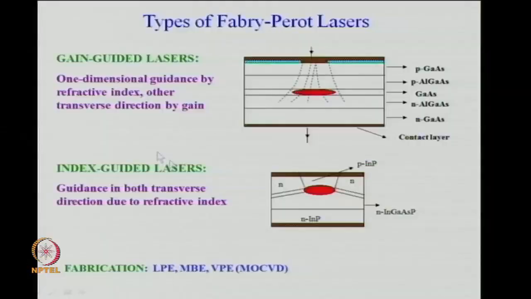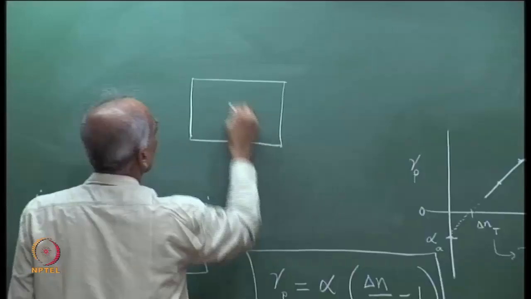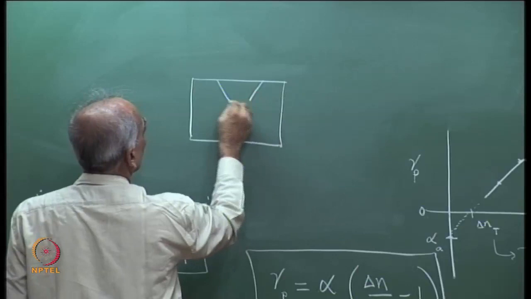The second structure, as the name indicates, is index guided. That means you see there are different materials here, and the refractive index is different in each region. Let me make it clear by showing a simpler structure. What is shown there is a rectangular strip.